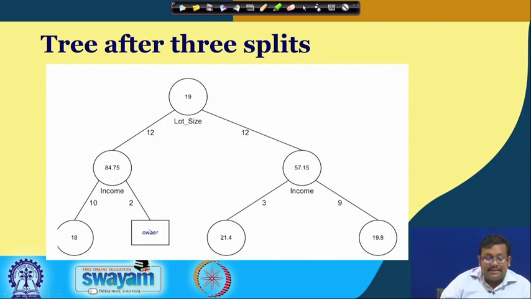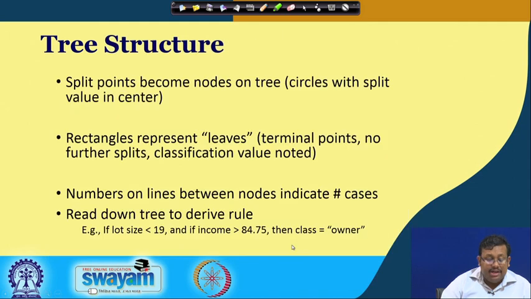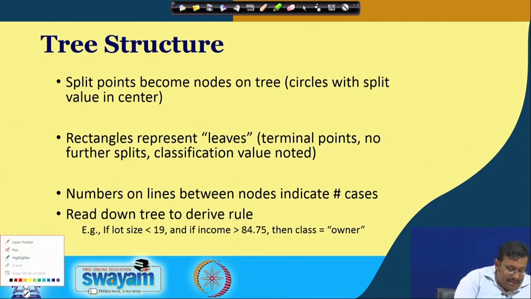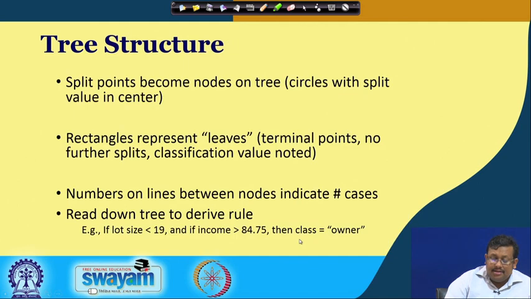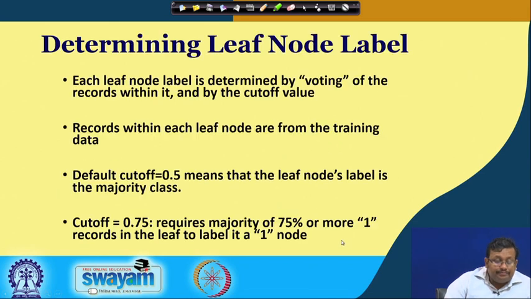So, this is an example of how the tree grows, and the number on the lines between nodes indicates the number of cases. Here, 3 and 9 are the numbers of cases. Read down the tree to derive a rule: if the lot size is less than 19 and income is 84.75, then the class is owner, and so on.